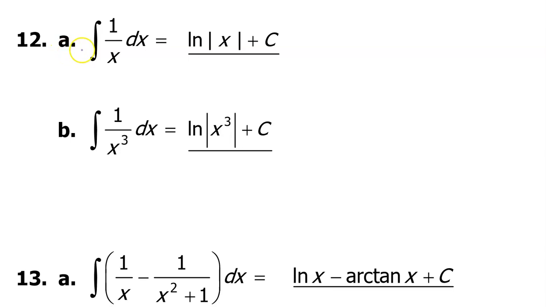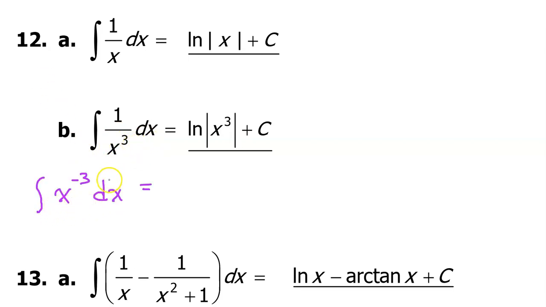In number 12, part A, we have the memorized rule. We know that the integral of 1 over x dx is equal to the natural log of the absolute value of x plus c. So that's correct. Part B is a common mistake. You can see what the person was thinking. If 1 over x leads to the natural log of x, wouldn't 1 over x to the third power lead to the natural log of x to the third power? Well, no. This rule only works for 1 over x, or 1 over u. If you have x to the third power, you need to do something different.